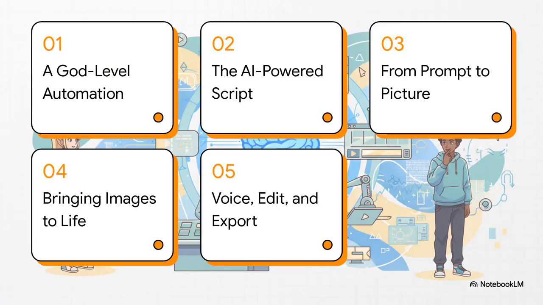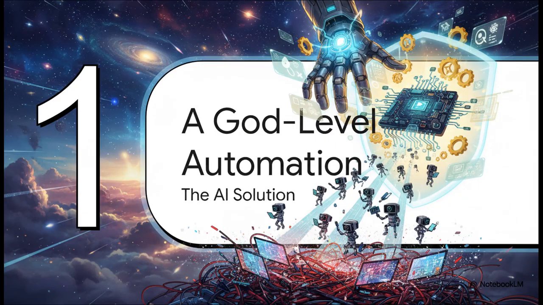So here's our roadmap. We'll look at the big idea, the automation itself, then how to get an AI-powered script. From there, we'll turn words into pictures, bring those pictures to life with animation, and finally, wrap it all up with a voiceover and a final edit. Okay, first things first, let's dig into the core concept here, this God-level automation, and the massive problem it solves for anyone trying to make videos.